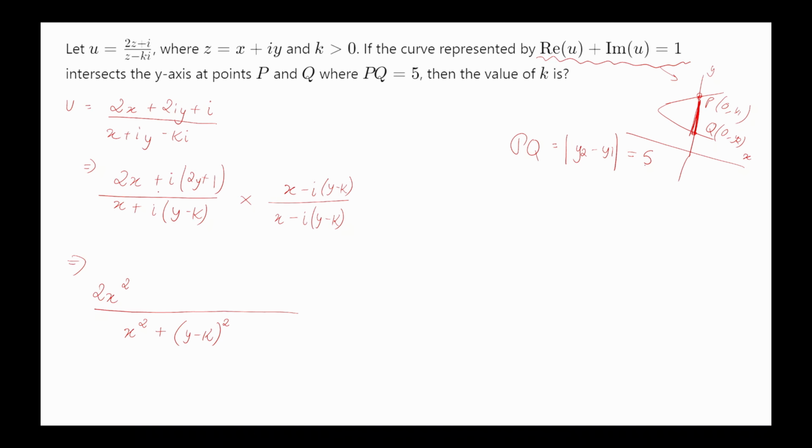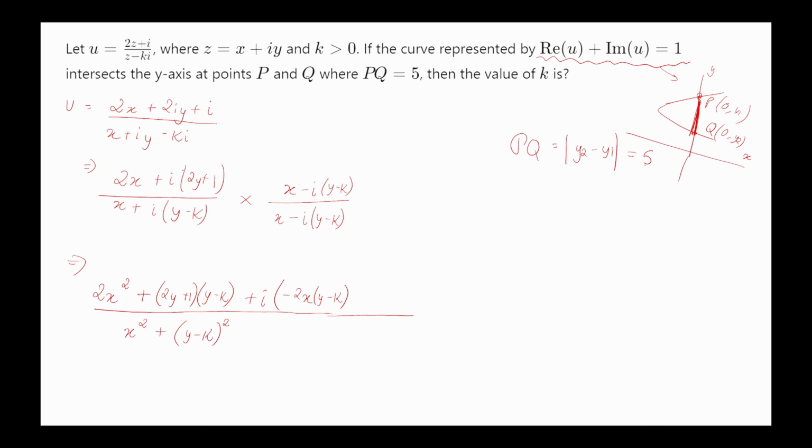And what would be the other real part that we are going to get? We are going to get the real part by multiplying iota into 2y plus 1 into minus iota times y minus k. So iota square simply becomes minus 1, so we would have plus 2y plus 1 into y minus k. And what would be our imaginary part? First we'll have an imaginary part by multiplying 2x with minus iota times y minus k. So we would have minus 2x times y minus k.